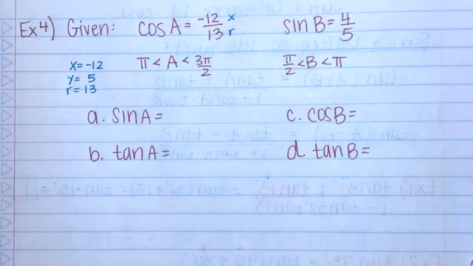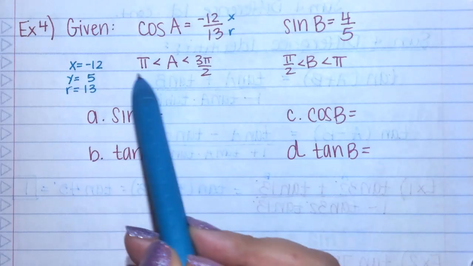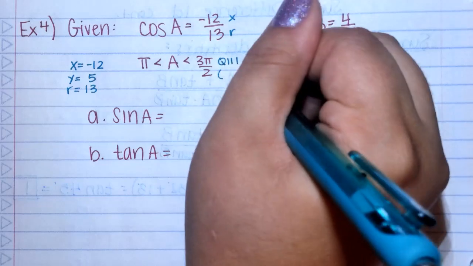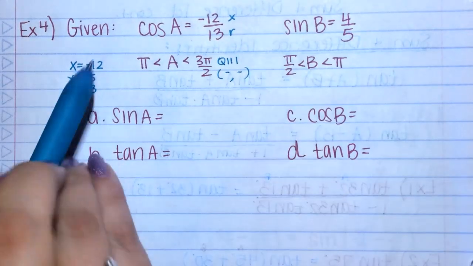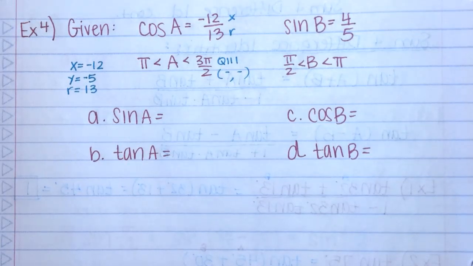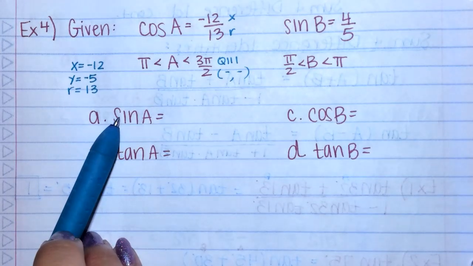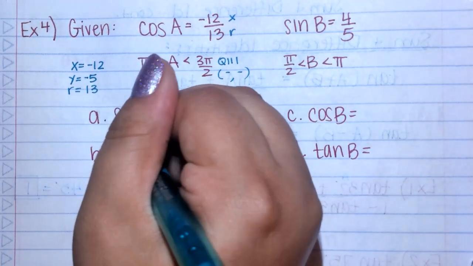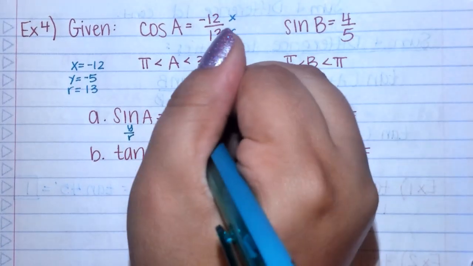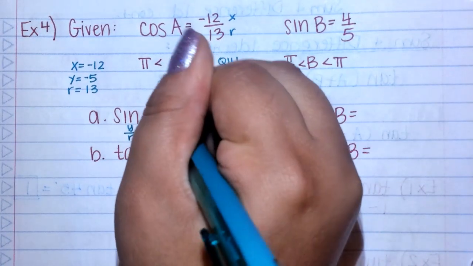Now, this is actually wrong. Why? What quadrant are we in if we're between pi and 3 pi over 2? Do you agree we're in quadrant 3? And quadrant 3 is what? Negative, negative. So what should that 5 be? Negative. Right, Anthony? You with me? All right. What is sine? If you don't know that sine is y over r, write that down. Y is negative 5, r is 13. That is my answer.